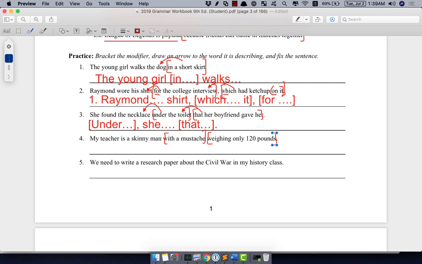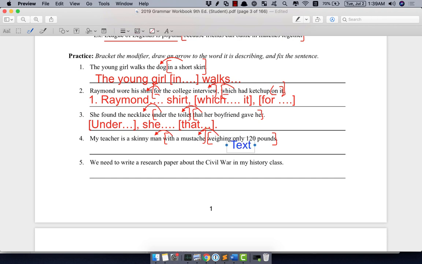"With a mustache" describes a skinny man, which is right, like a skinny man with a mustache. What about the second part here, "weighing only 120 pounds"? That describes the mustache. And that is probably not right, because a mustache is supposed to be really light, but weighing only 120 pounds is pretty heavy, and a mustache probably doesn't weigh 120 pounds.